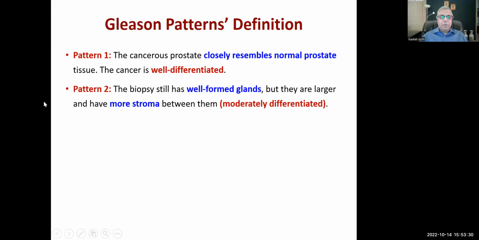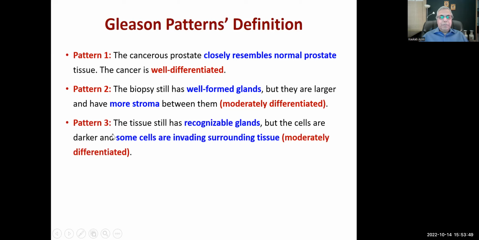Pattern number 2, to which we assign a score of 2, or we give 2 points to this pattern. The biopsy still has well-formed glands, but they are larger and have more stroma between them, and they are something between moderately differentiated and well differentiated.